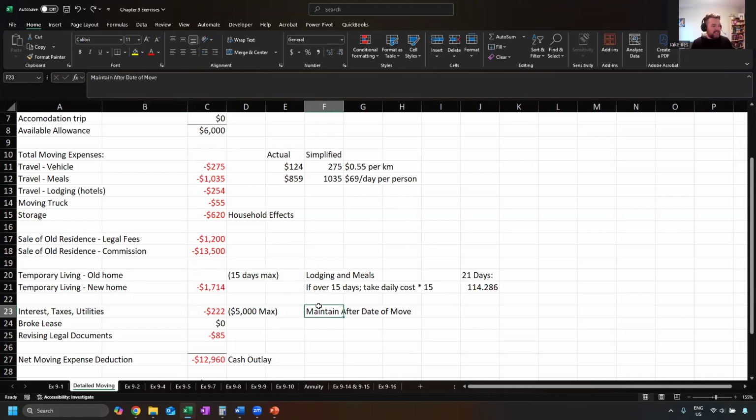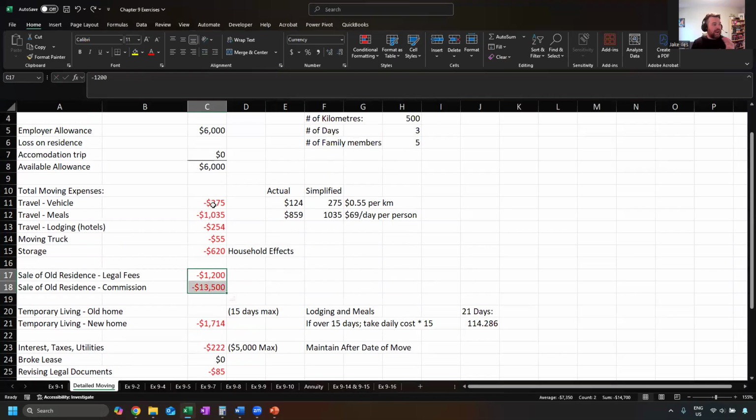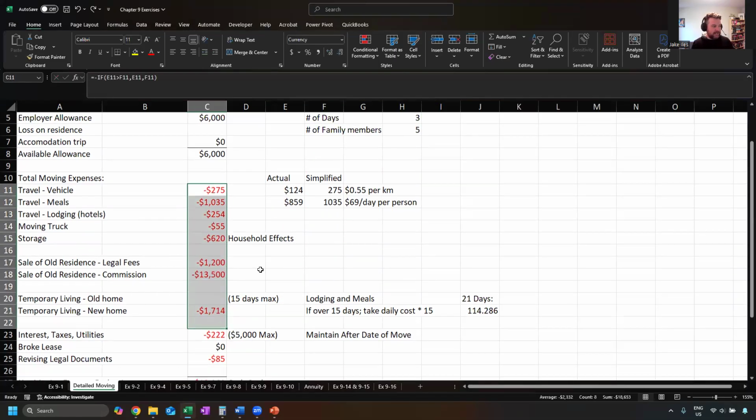We maintained our old house for a few weeks. We paid $222 in various utilities and taxes. We didn't break a lease because we weren't in an apartment, but we did have to spend $85 to revise some legal documents, most likely related to the sale. Maybe some legal documents related to easements in order to include in the sale papers. So we have a much wider variety of expenses in this example.